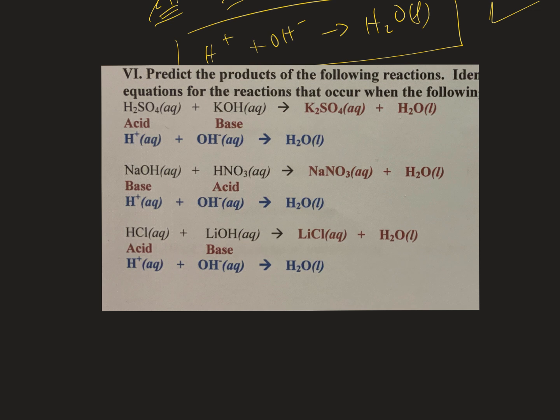Do you understand that in a double replacement reaction, the cations swap partners? So that means this cation's going to come over here with this anion. This cation's going to come over here with this anion. Does that make sense? So that's what a double replacement reaction is.